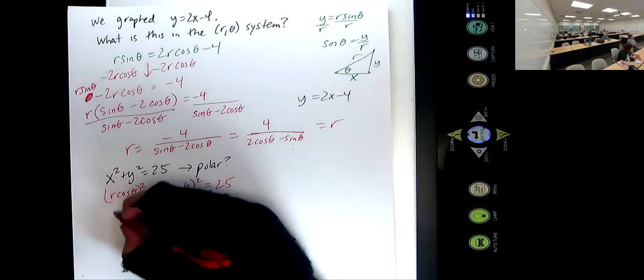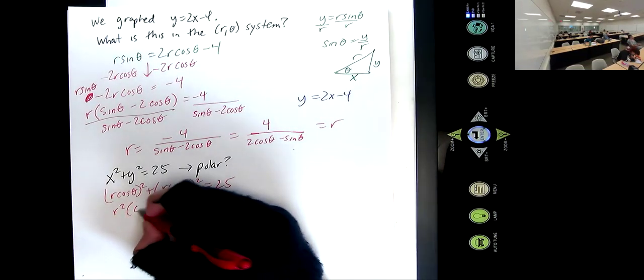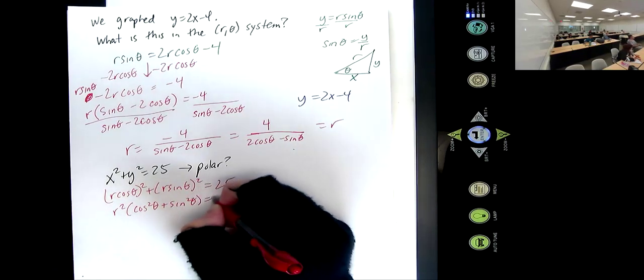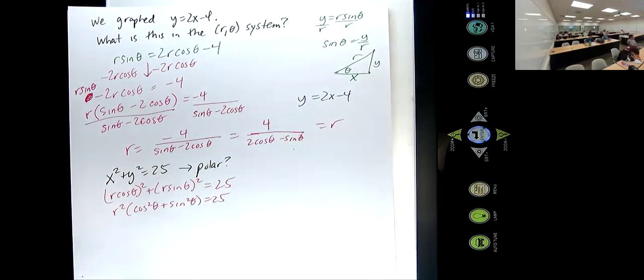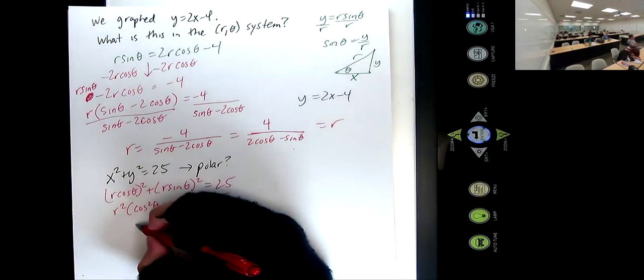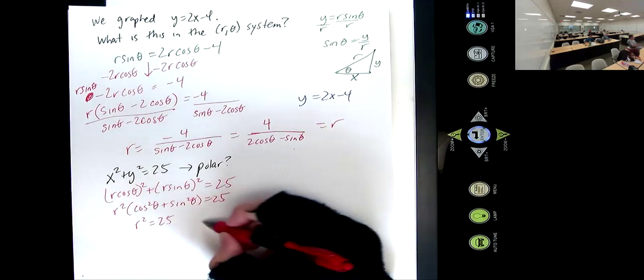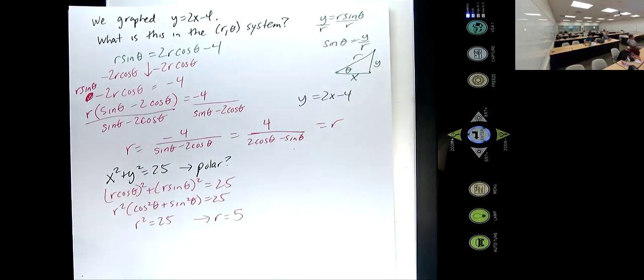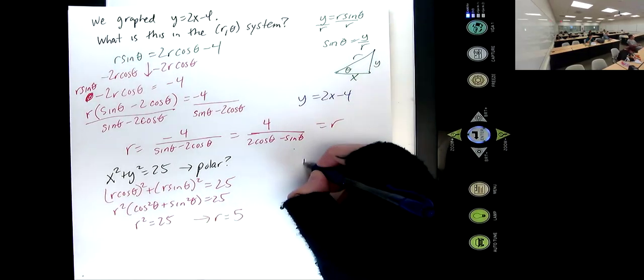So if you distribute, you get r squared times cosine squared theta plus sine squared theta. That's 1. We get r squared equals 25, so what does r equal? 5. There was a quicker way to get there. You were just drawing blanks, so I went with the one that you were most likely to remember.